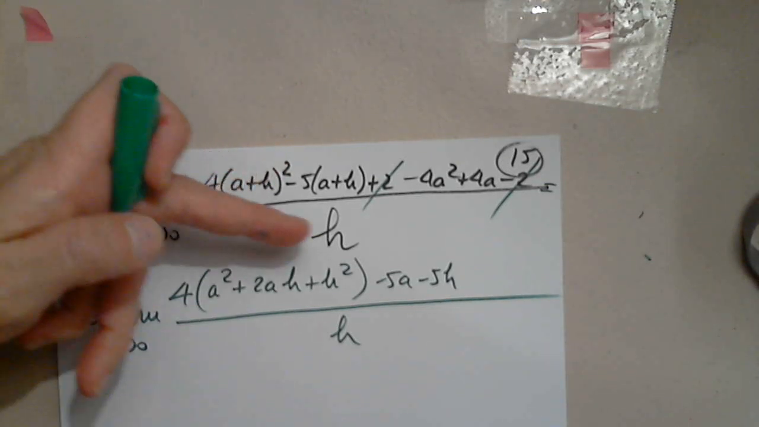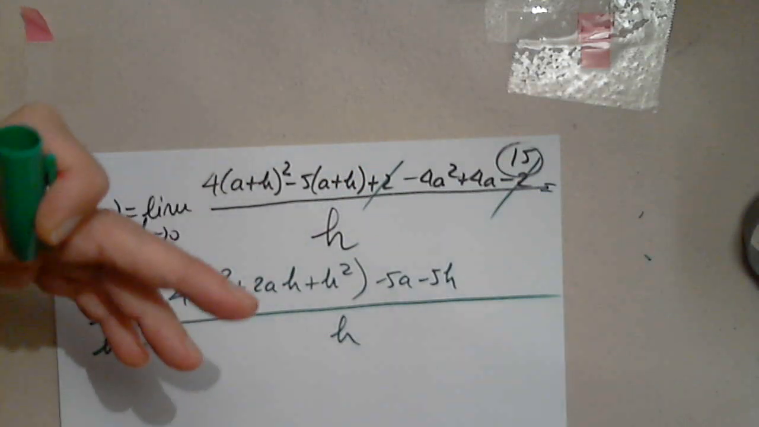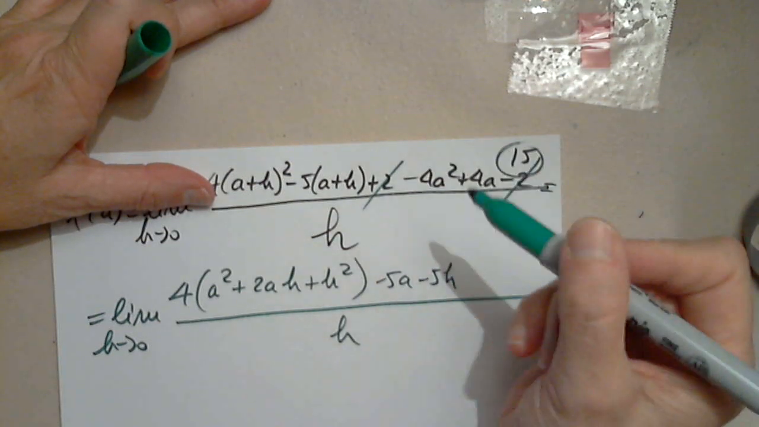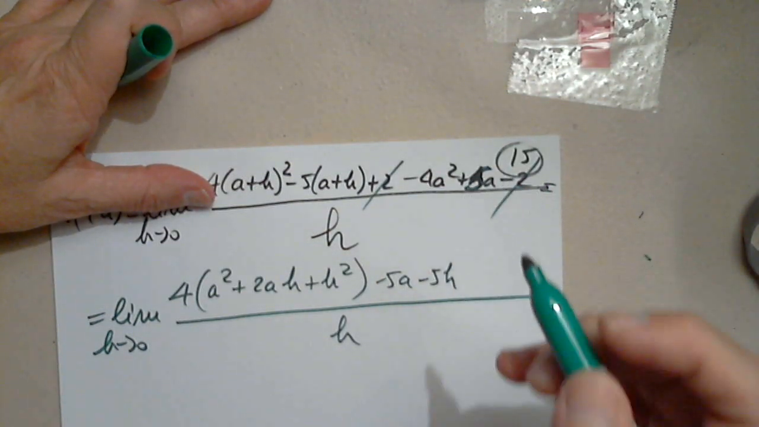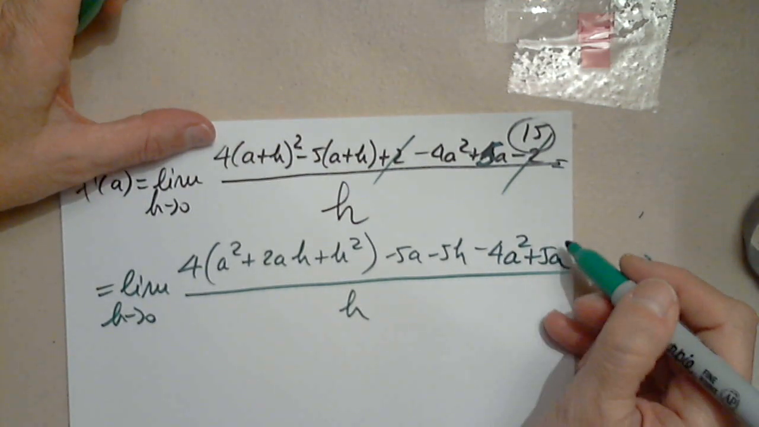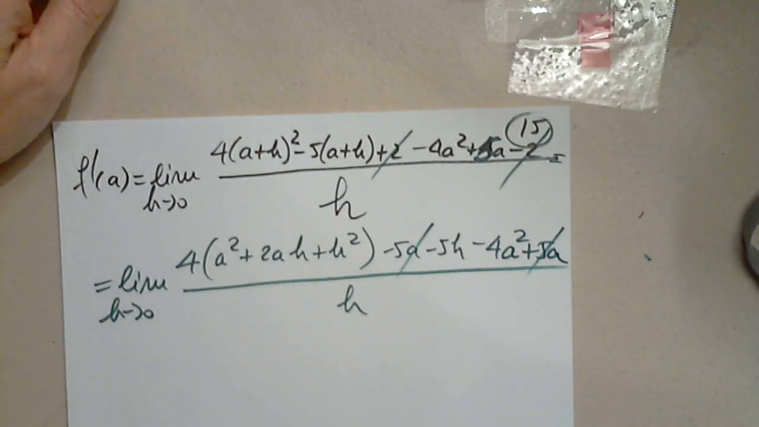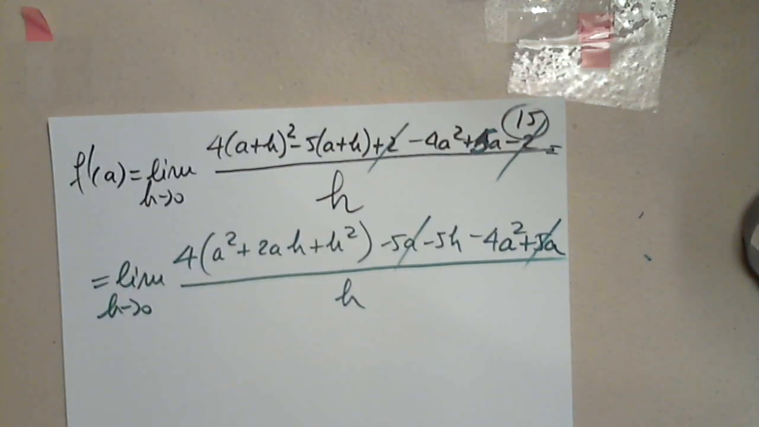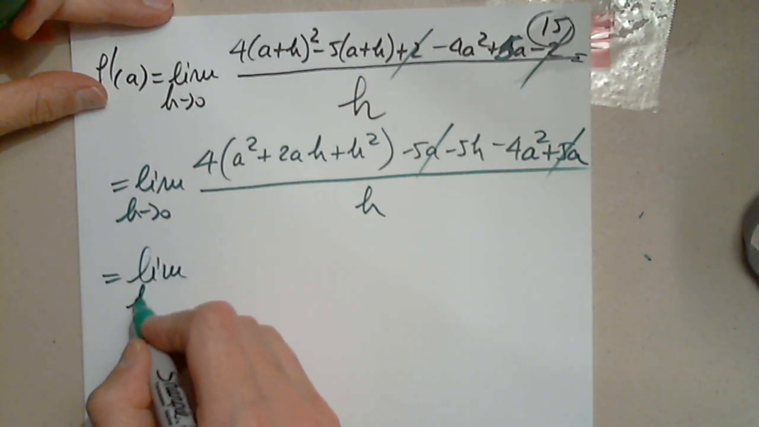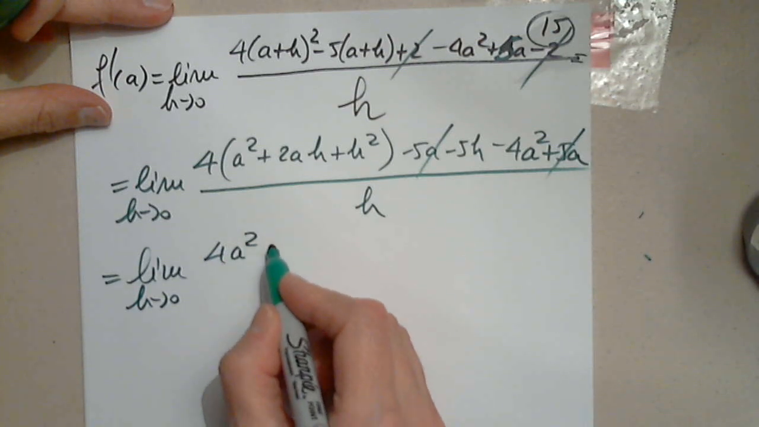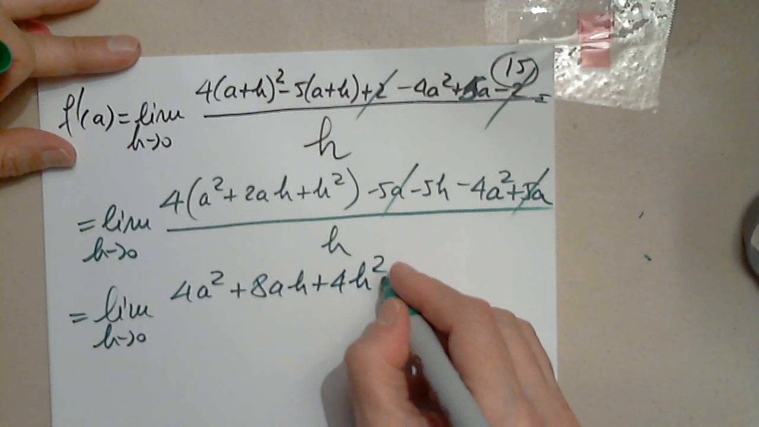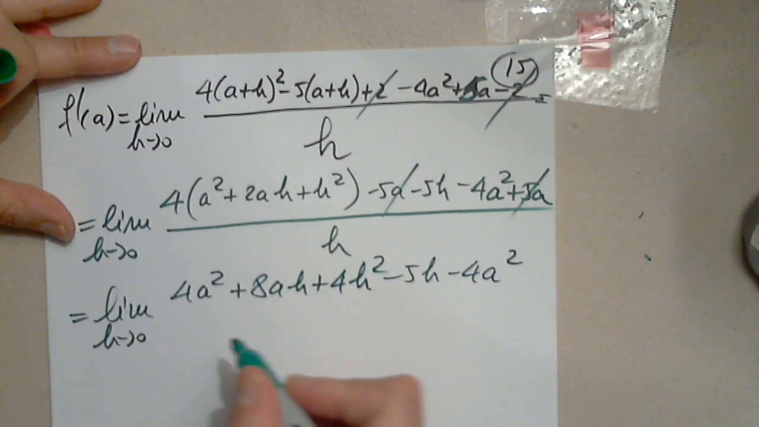So as you see, I already made an error. This is minus 5a, not minus 4a. So minus 4a squared and plus 5a, because I realized that I ran into a problem. These terms have to go away. So I said, uh-oh, what did I do now? Okay, so then we have limit as h approaches 0, 4a squared plus 8ah plus 4h squared minus 5h minus 4a squared.